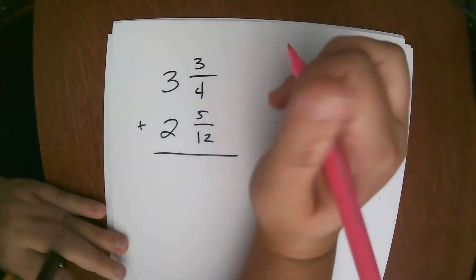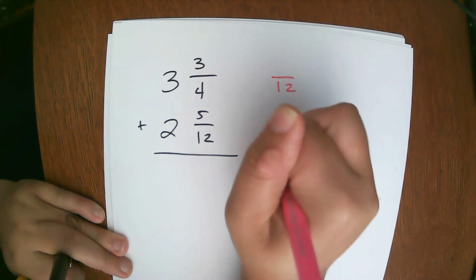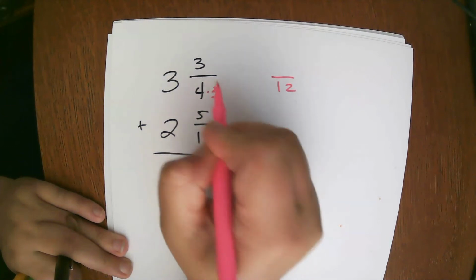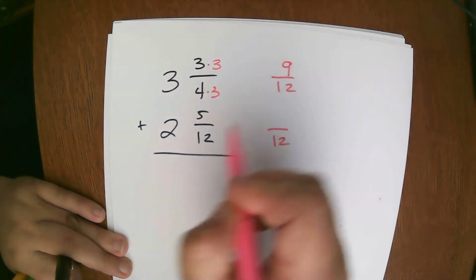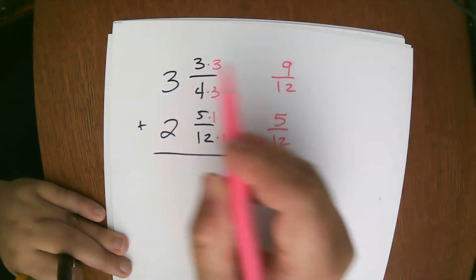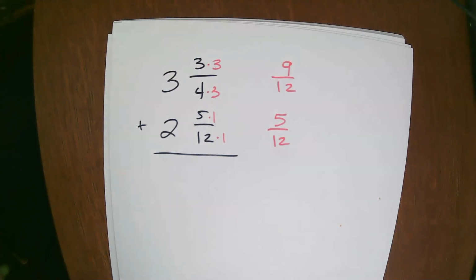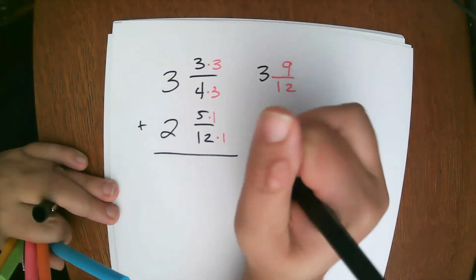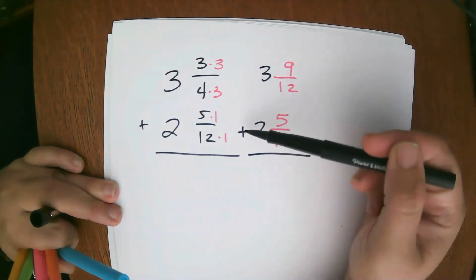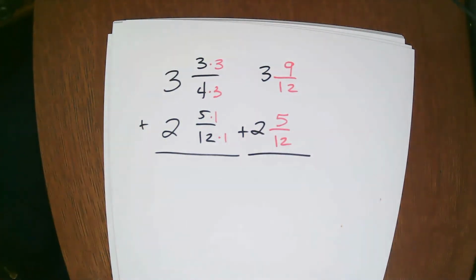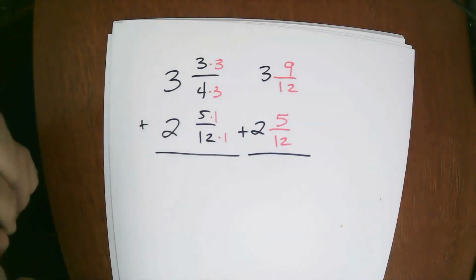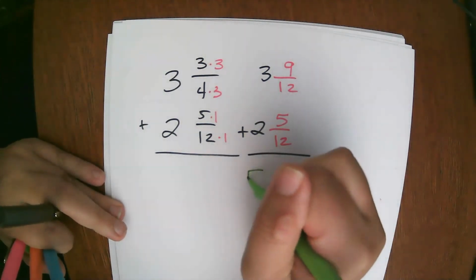Maybe? Okay. So first thing I'm going to do is I'm going to find my LCM, which we already decided was 12, right? I'm going to convert. How did I get from 4 to 12? Well, I multiplied by 3. Multiplied by 3. So this is a 9. How did I get from 12 to 12? Well, I multiplied by 1. Multiplied by 1. This is a 5. Whole numbers don't change. Just move them all on over. And so now you're left with 3 and 9/12 plus 2 and 5/12.